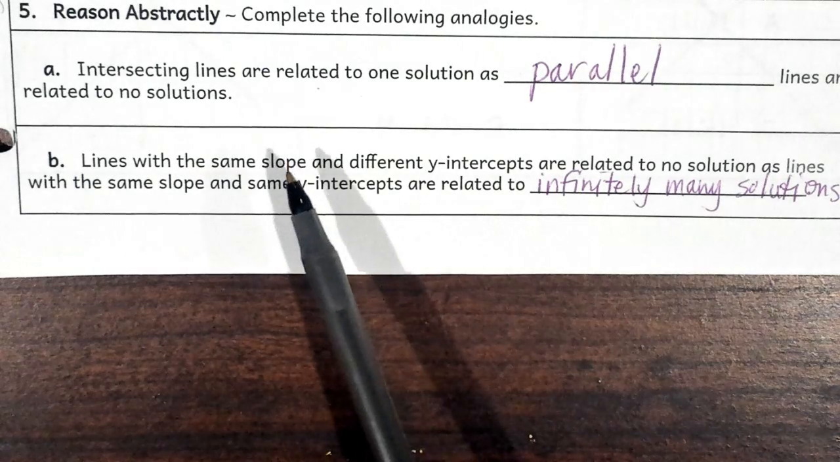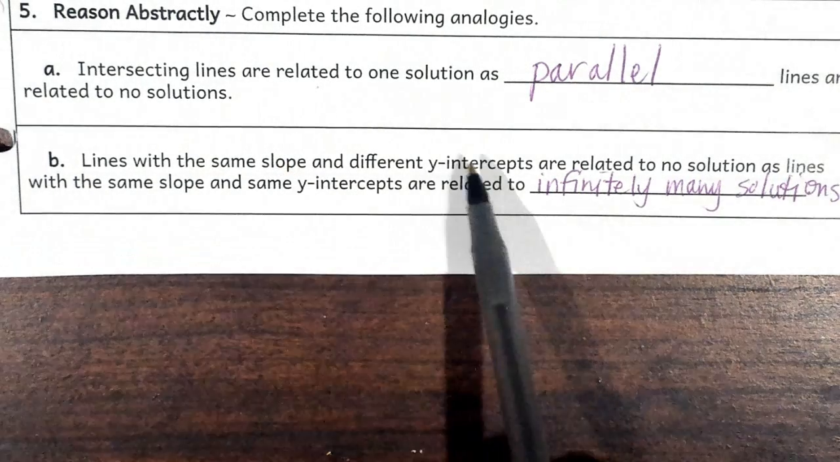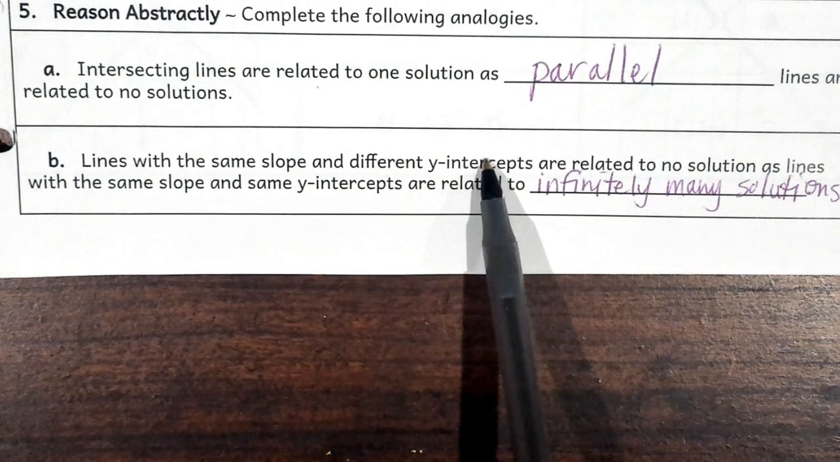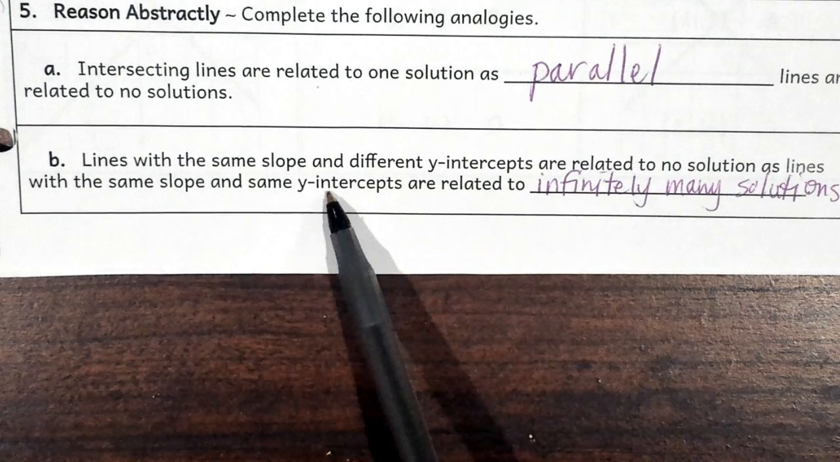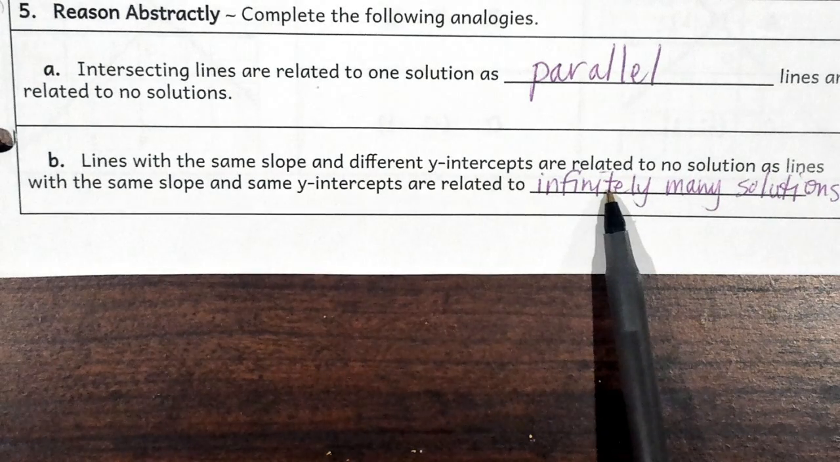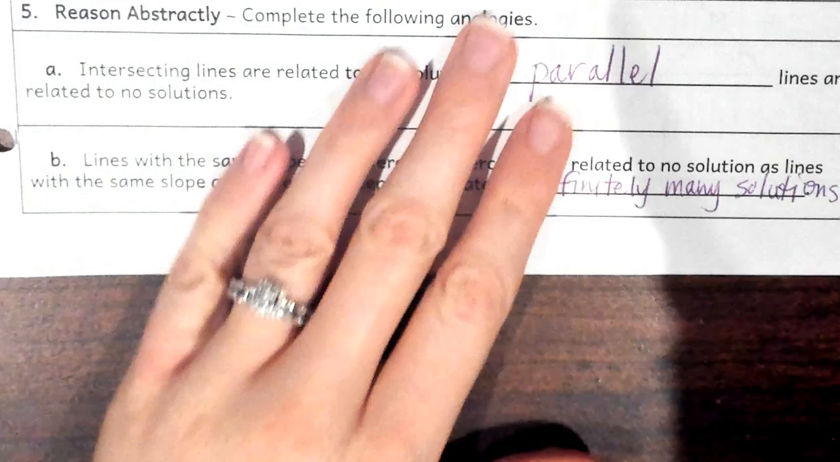So again, if they have the same slope and different y-intercepts, that means they're parallel, so they're never going to touch, so there's no solution. If they have the same slope and same y-intercept, that means they're the exact same line, and so it's going to be infinitely many solutions.